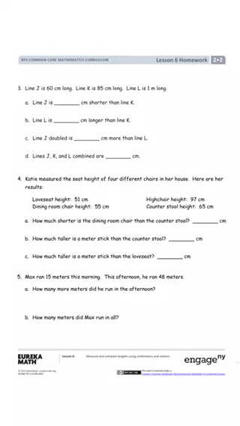Line J is blank centimeters shorter than line K. You're going to be comparing, so don't forget to use subtraction. Line L is how many centimeters longer than K? Don't forget to use this information up here to help you with these problems. Letter C says line J doubled is blank centimeters more than line L. So that's kind of one of those problems that we have different steps to complete.